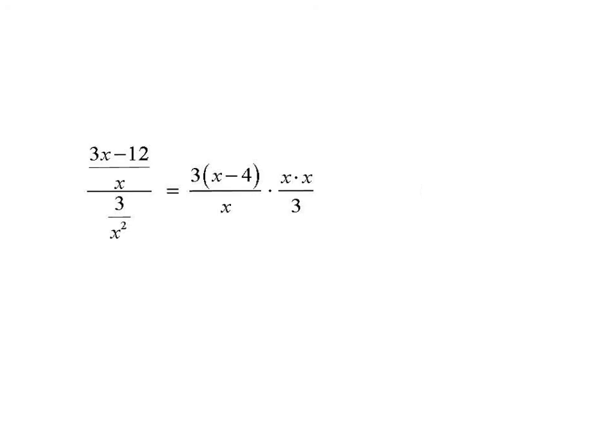So now we're ready to do some reducing and multiplying. So let's see, we can reduce the 3 with the 3, and one of these x's with this x. Now all we need to do is multiply together what we still have. And then putting that together, the simplest way to say our answer is x squared minus 4x.